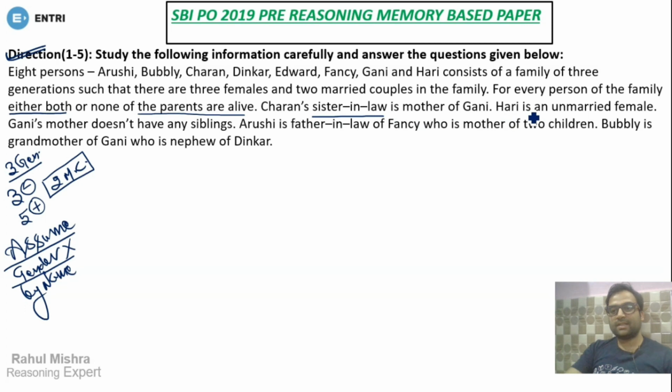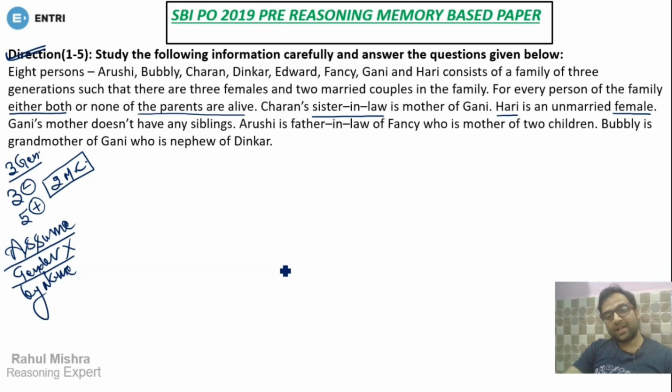Now Hari is an unmarried female, so Hari is a female. Someone may think the name Hari is for a male, but here it is given as female, so we have to take Hari as a female only. Now Gani's mother does not have any sibling. See, who is Gani's mother? Gani's mother is Charan's sister-in-law. So it simply means that Gani's mother will be Charan's brother's wife, because Gani's mother doesn't have any sibling.